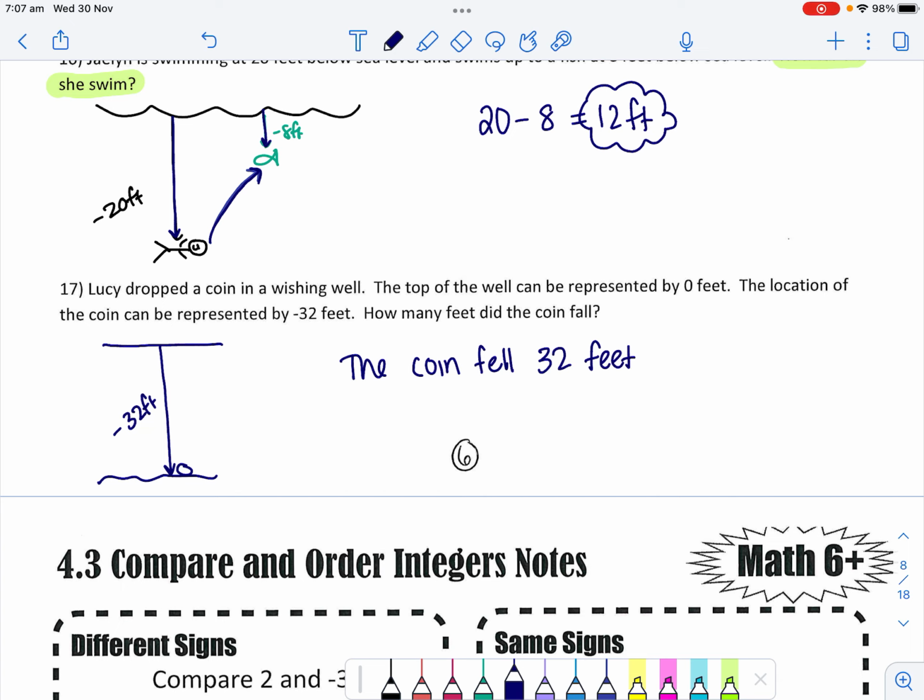Because again, when we're talking about distance and measuring something in distance, that distance cannot be negative. So even though the position of the coin is at negative 32 feet, when we're talking about the distance, that distance has to be positive. So this is integers, using integers to evaluate opposites and absolute value. And then now you're going to practice.